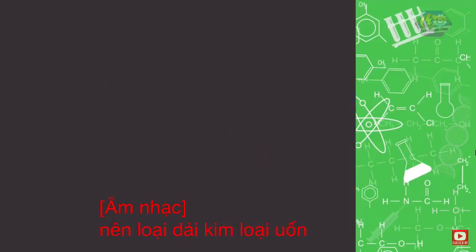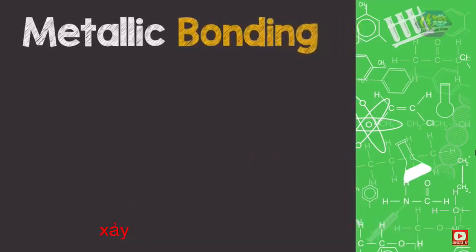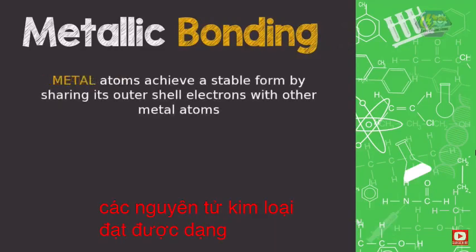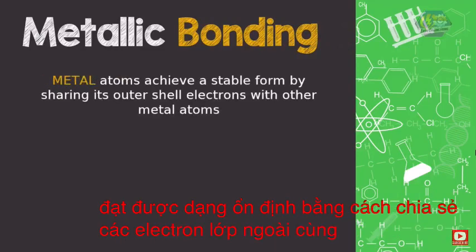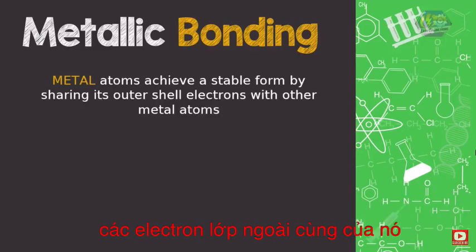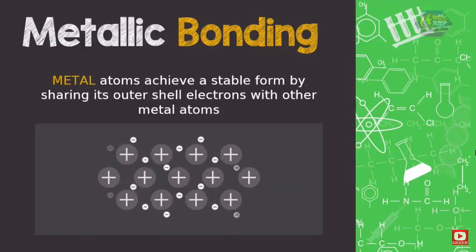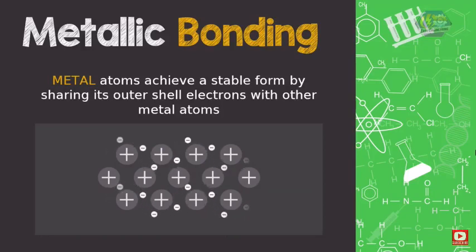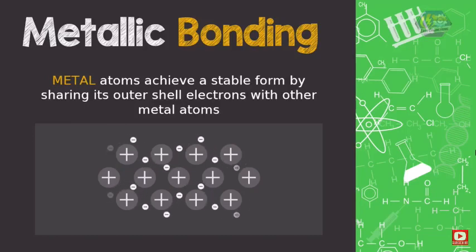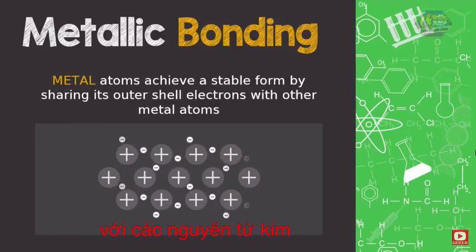So the third type of bonding, metallic bonding. It occurs between metal atoms. Metal atoms achieve a stable form by sharing their outer shell electrons with other metal atoms. The valence electrons of each metal atom are not tightly bound to the nucleus, so each metal contributes all the electrons in its valence shell to other metal atoms in the structure.